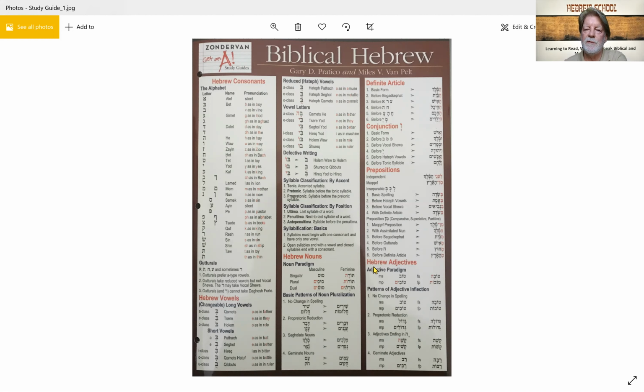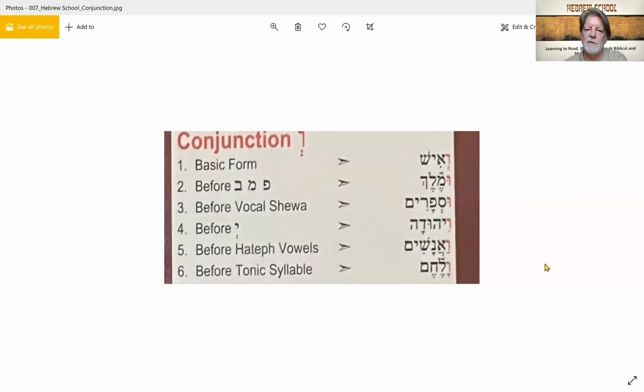And we're just going to be using a portion of this study guide today. It will be this little section right here that's labeled the conjunction vav with a shva underneath. So let me go back to the portion that we'll be using today to study the conjunction.